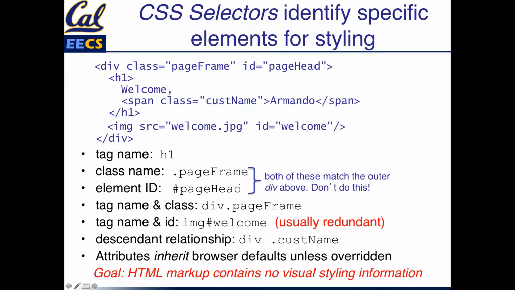The more interesting version of selectors allows you to use descendant relationships. So for example, I can say I want to match any element that has the custName class, but only if it's inside of an element that matches div. In our example, we've got a div element out here, and inside, one of its children actually does have the CSS class. So in our case, this entire span element is what will be matched by div space custName.